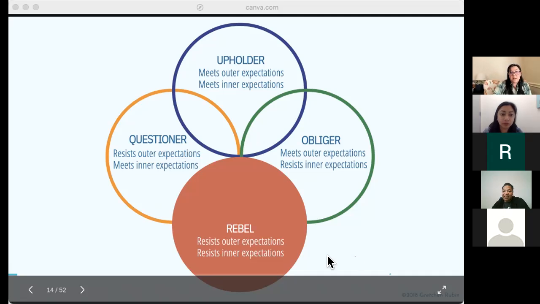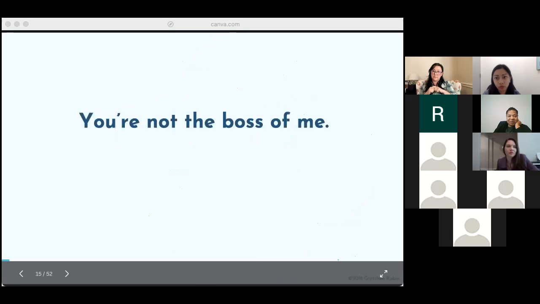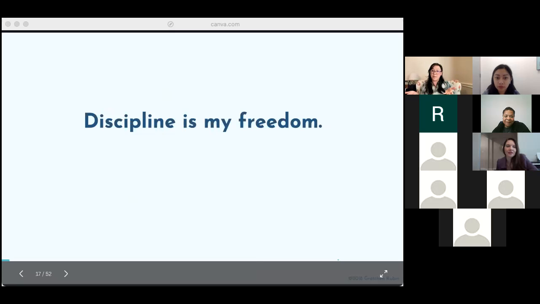So now we have a quick but fun pop quiz. I have some mottos that align with the tendencies, and we have to guess which tendency aligns with which motto. The first motto: you're not the boss of me. You can drop it in the chat or call it out. Rebel. Is it rebel? Very much, rebel. Next motto: discipline is my freedom.